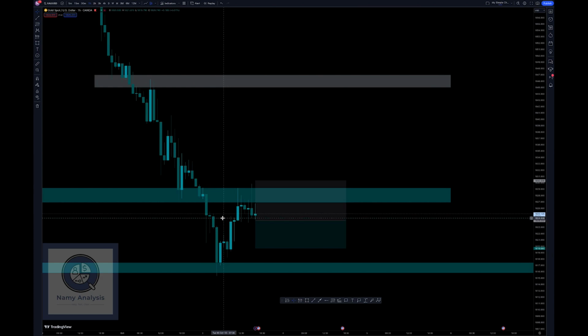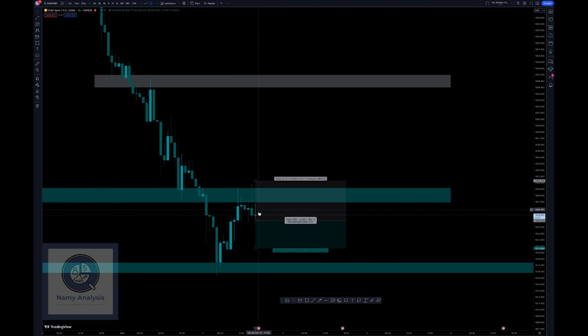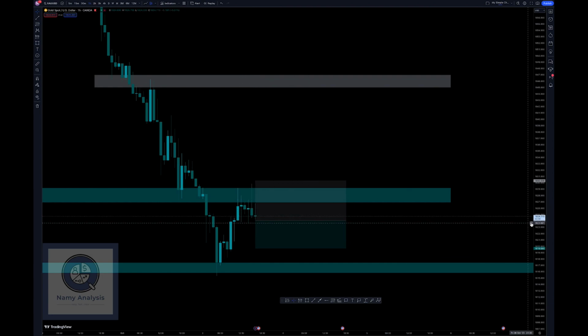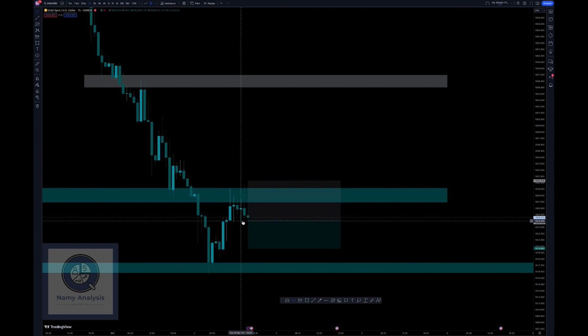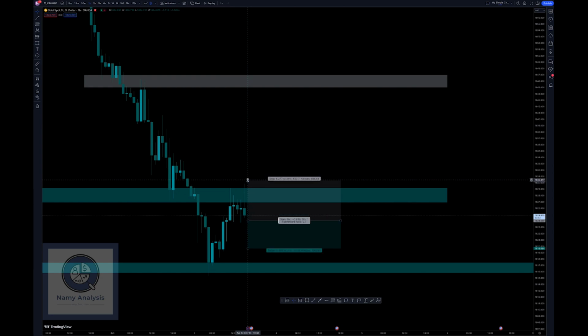So if price breaks below here, this candle, which opened in the last 15 minutes, okay, if it breaks down, I put a sell stop. It's going to be activated. My TP is here and my stop loss is going to be here.